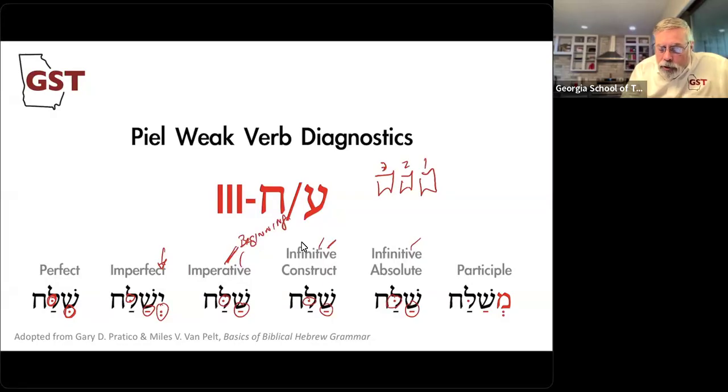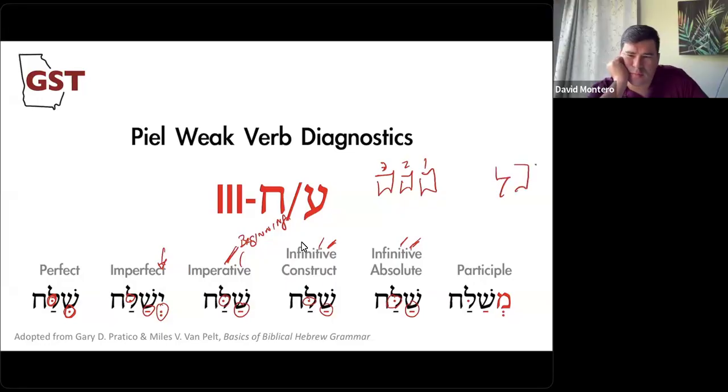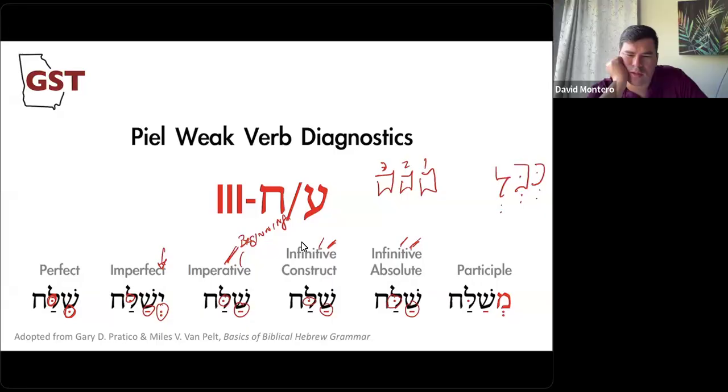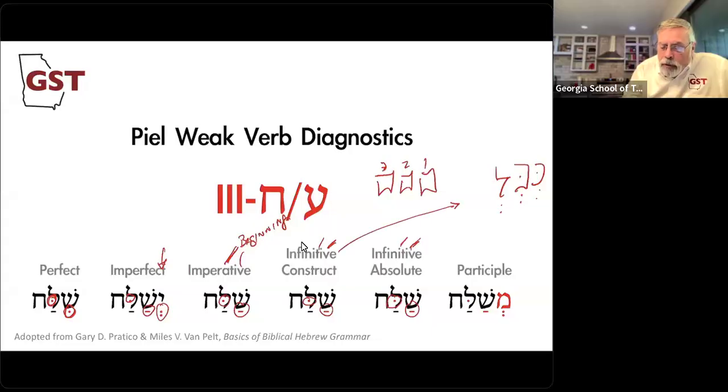But what about the infinitive construct and the infinitive absolute? They all look the same. How do I differentiate between those? There's one other clue, and it deals with the inseparable preposition. The infinitive construct is going to have, 90% of the time, not 100%, the inseparable preposition associated with it. So you'll see that with it. So then the least amount of time will be the infinitive absolute.